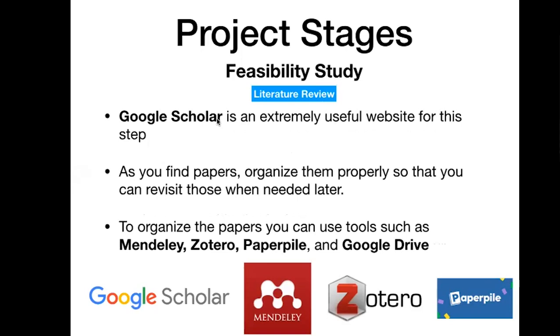As you find papers that are related to your project, you can organize them properly so that you can revisit them when needed later. Obviously you'll have to revisit those papers and reread them to get a better understanding. In similar situations, there are certain classes of software called paper management software, such as Mendeley, Zotero, Paperpile. These are quite useful to organize your library of papers, and later they will be useful for putting in references. We will be talking about this software more later in the presentation.